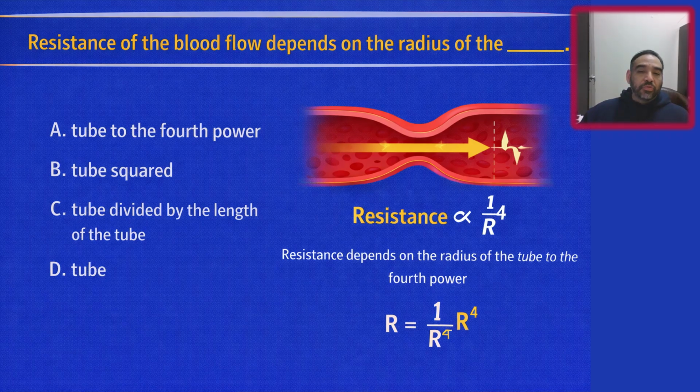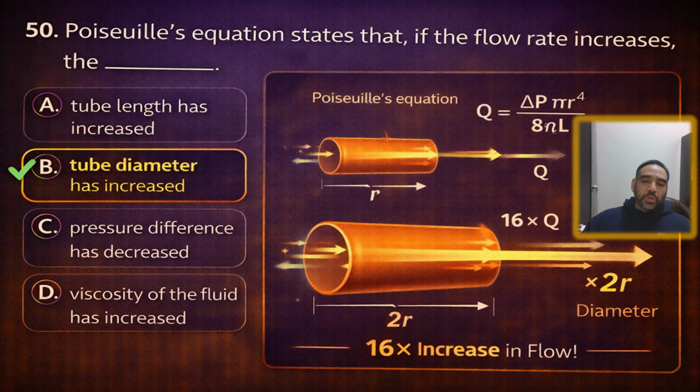Again, the last answer, D, which is also incorrect, that's just too vague. So yes, resistance depends on vessel characteristics, but the question specifically asks how resistance depends on radius. So the mathematical relationship must be specified. So just saying tube doesn't answer the power relationship.